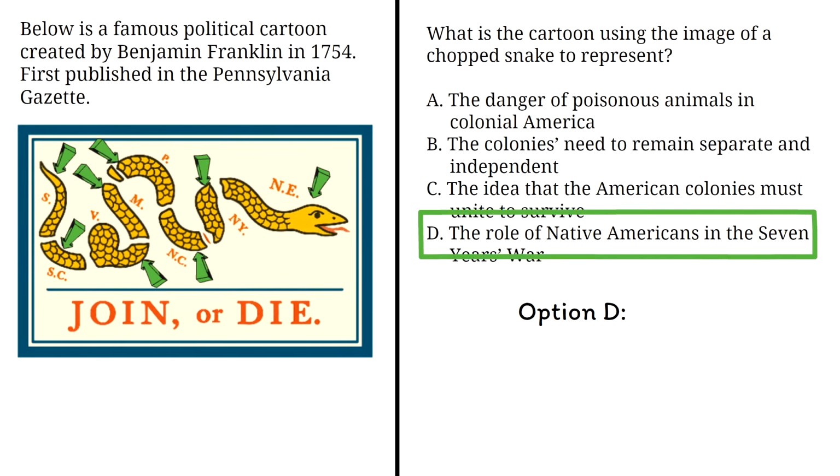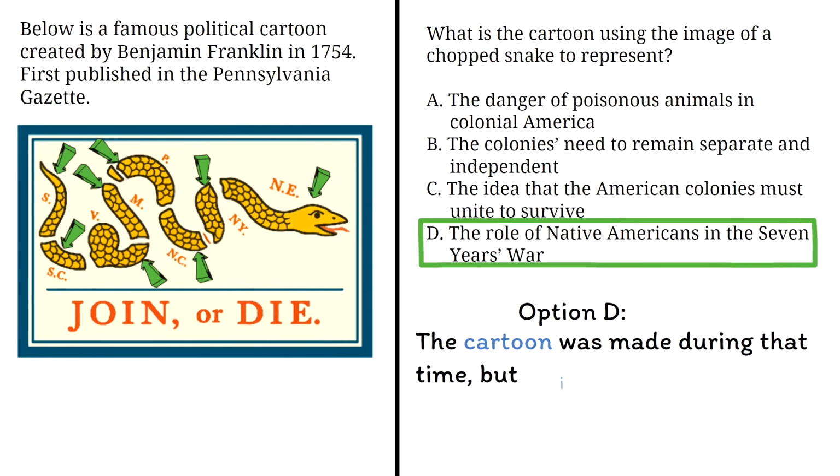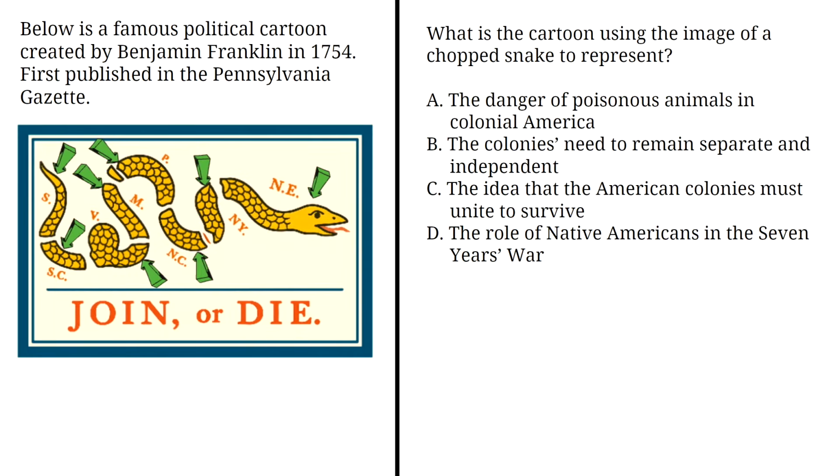Option D says, the role of Native Americans in the Seven Years' War. That's not correct. The cartoon was made during that time, but it's not focused on Native Americans. It's focused on colonial unity. So the correct answer is C, the idea that the American colonies must unite to survive.